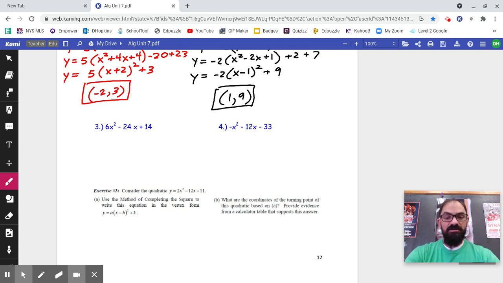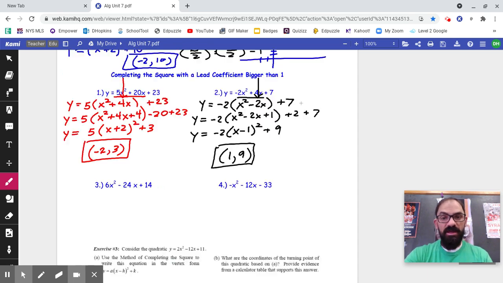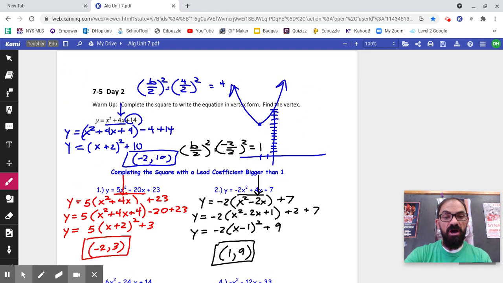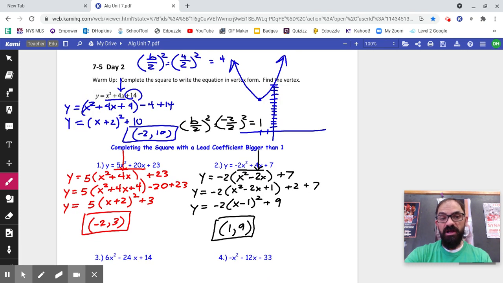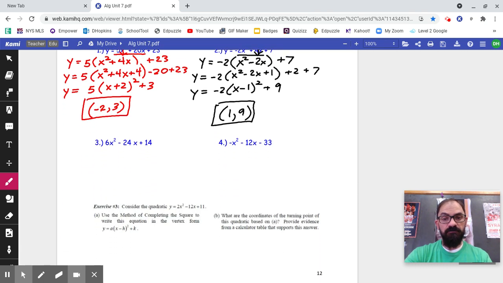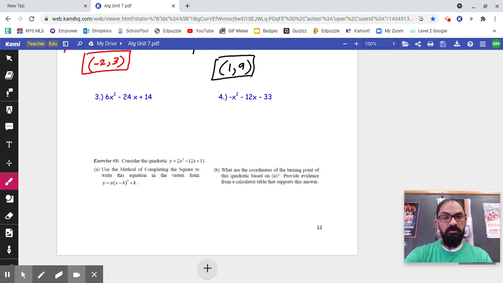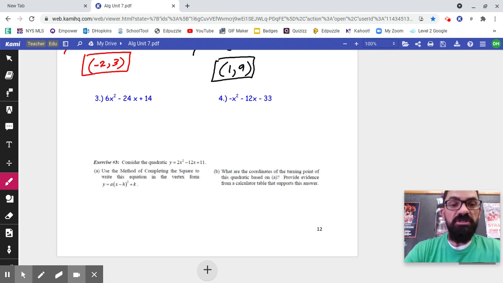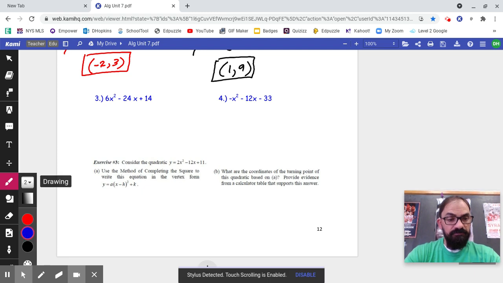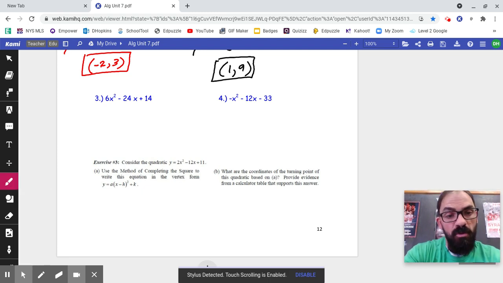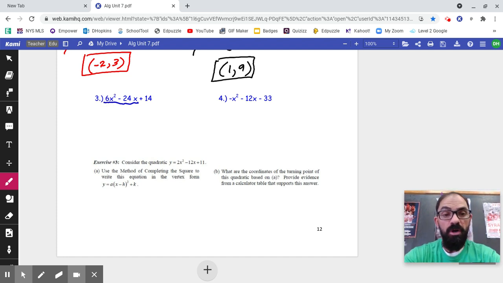Today we're going to continue with completing the square, only today we have a leading coefficient other than 1, so we had to factor out of the first two terms. In the previous lesson, we already looked at the first two, so let's pick up with number 3. So I want to focus on these first two terms. I want my leading coefficient to be 1, so I need to get rid of that 6.